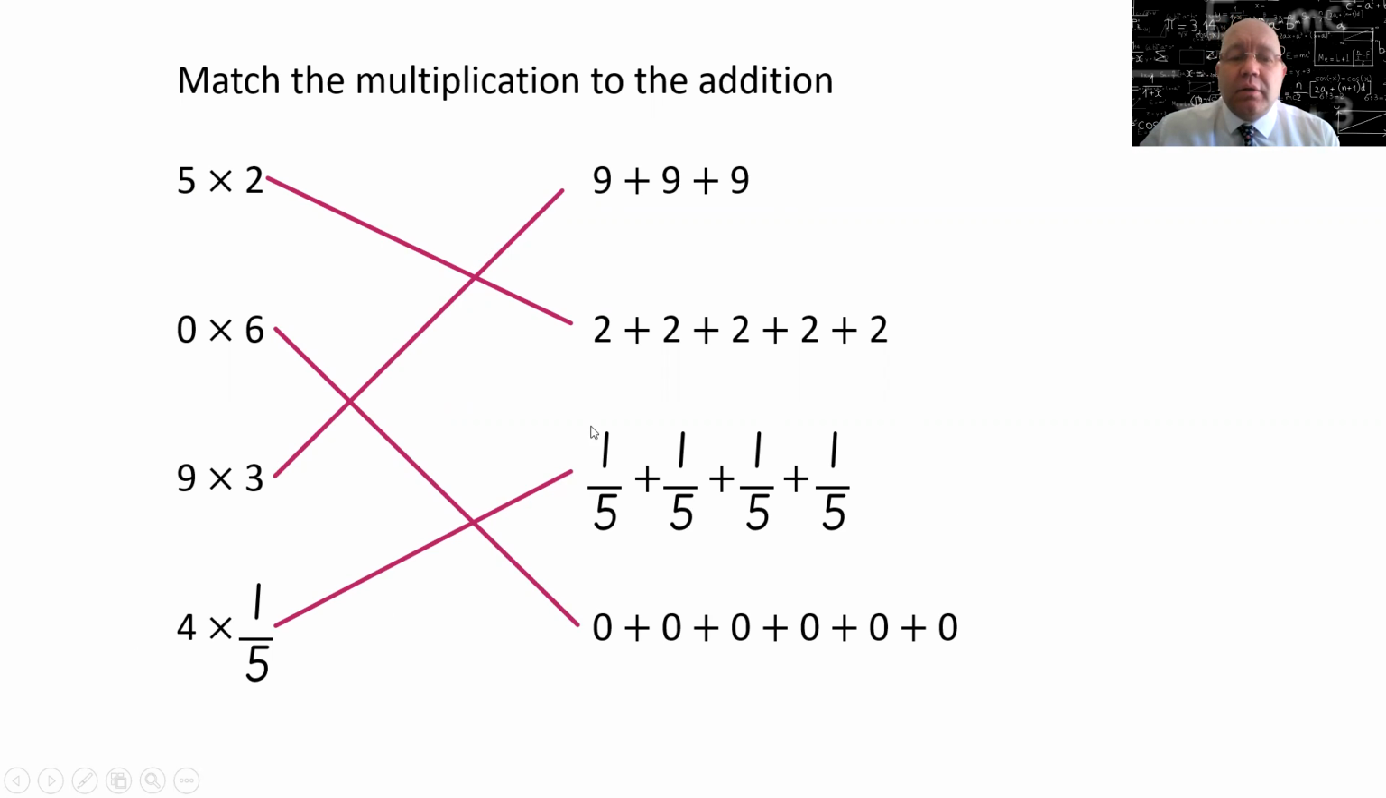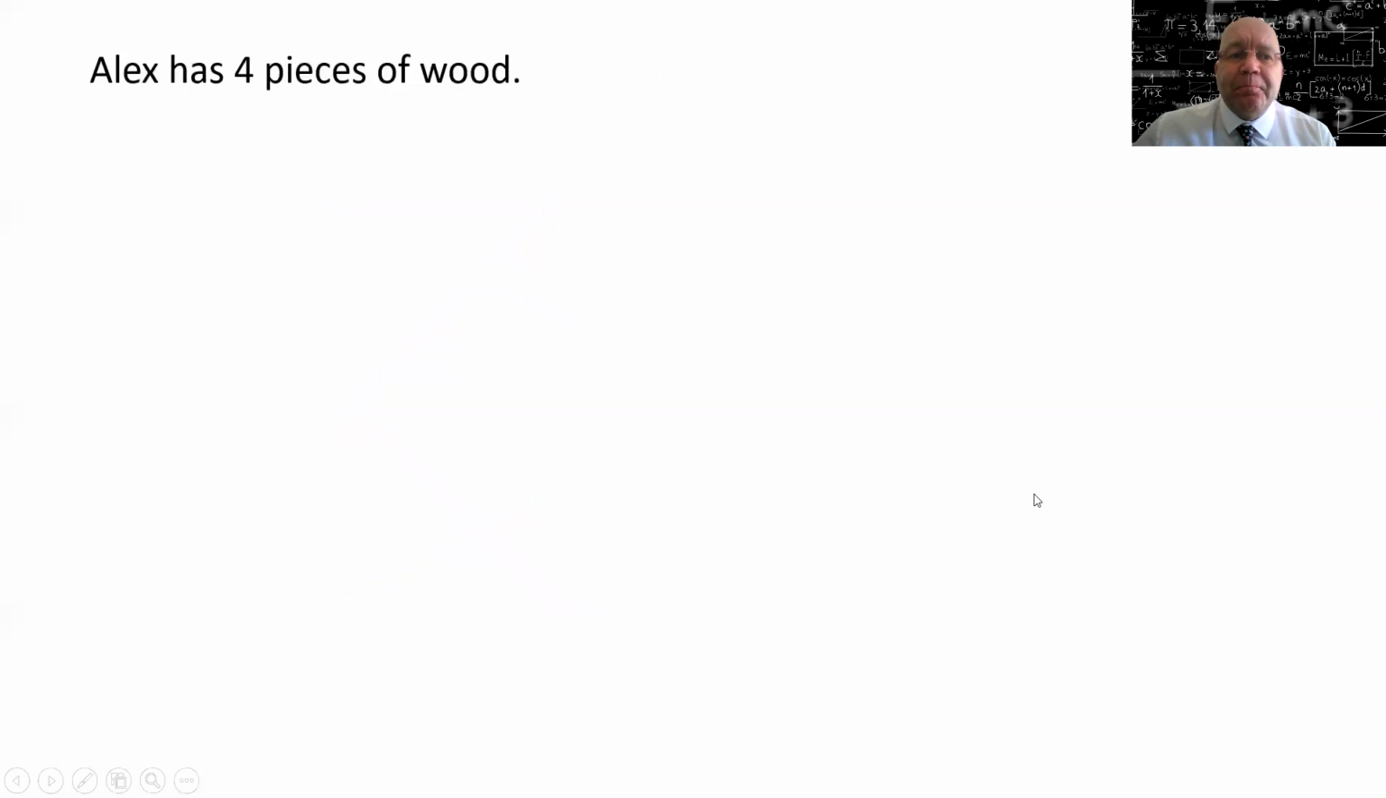Okay, so already you might be able to work out what 4 times 1/5 is, even before we've started. By thinking about it as an addition, a repeated addition, then hopefully it's starting to make a bit of sense.